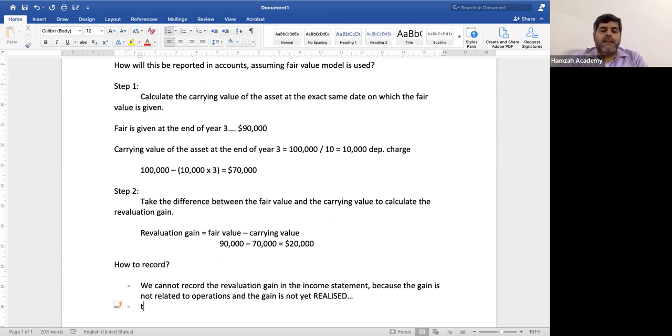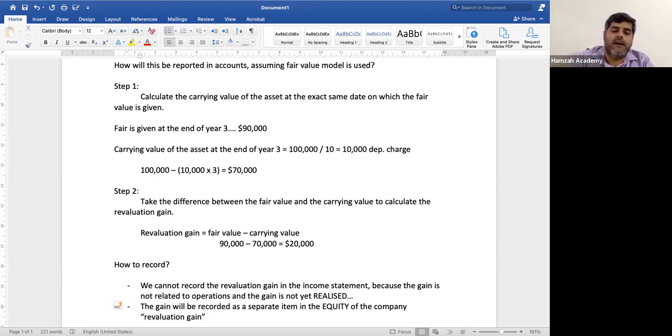The gain will be recorded as a separate item in the equity of the company as revaluation gain. This gain is going to be recorded separately in the equity as a revaluation gain.